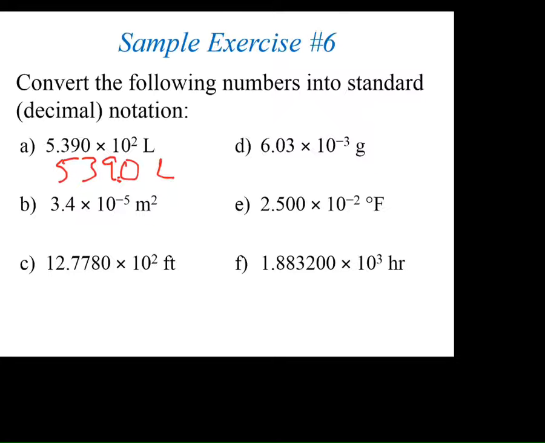Okay, 3.4 times 10 to the negative fifth. Well, obviously the 3 and the 4 are significant. The decimal has to move 5 times, but now to the left. So I'll just show it here: 1, 2, 3, 4, 5. So 0.00034 meters squared.